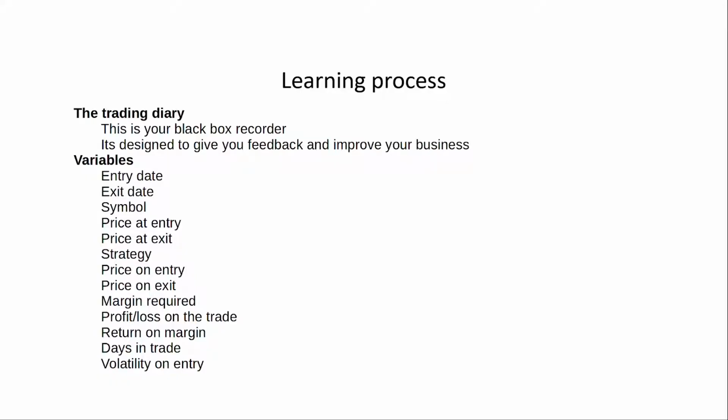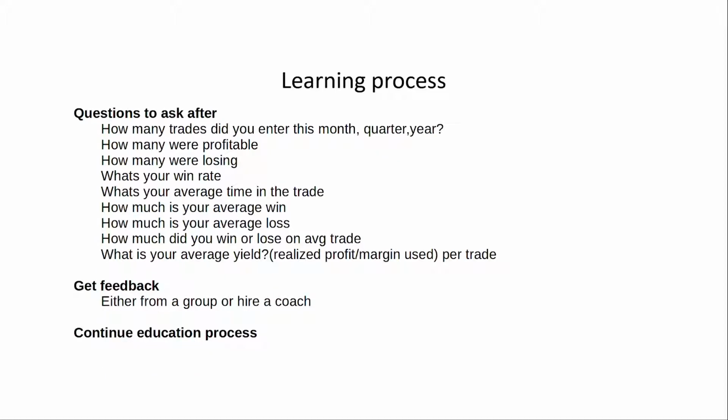Then we go with the learning process. For the learning process, the best thing that we can have is the trading diary. It's like the black box recorder from planes. It is designed to give you the feedback required to improve your business and your trading activity. The variables you will need in it are the entry and exit time, the symbol, the price at entry and exit, strategy, the margin required, the profit or loss, the return, days in the trade, volatility, among many others.